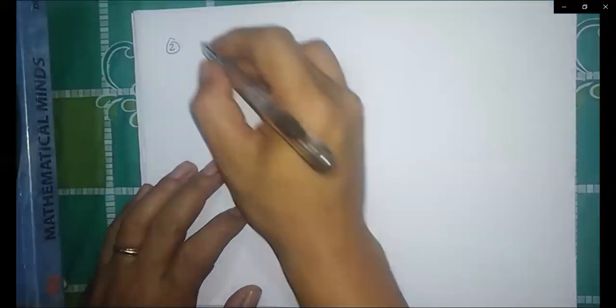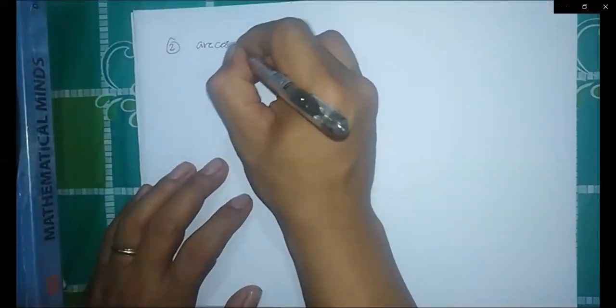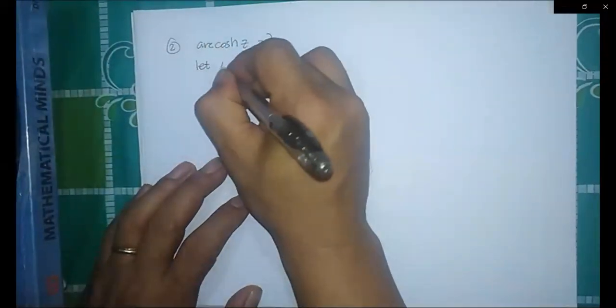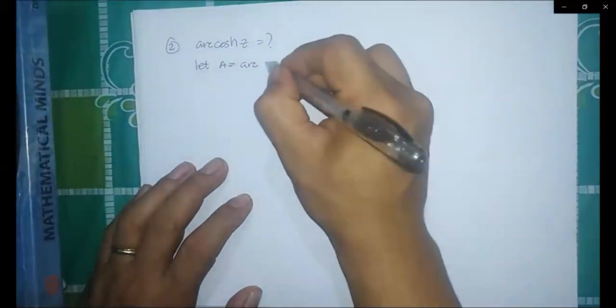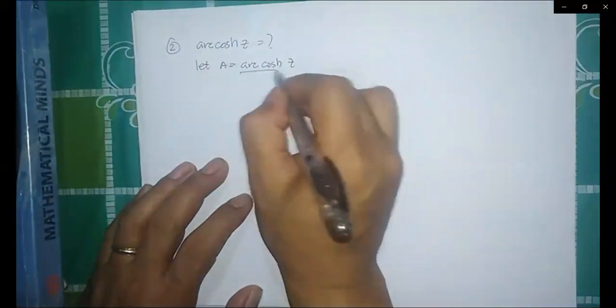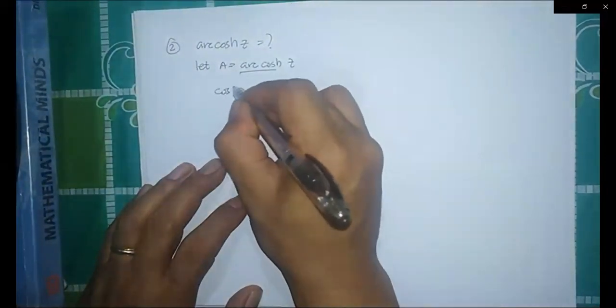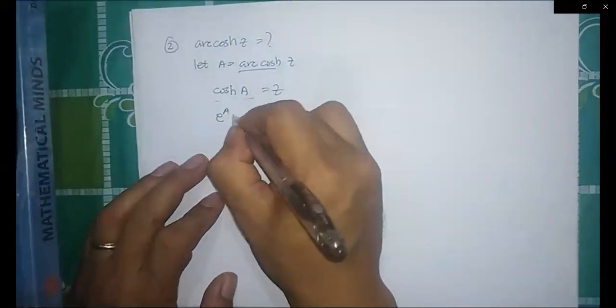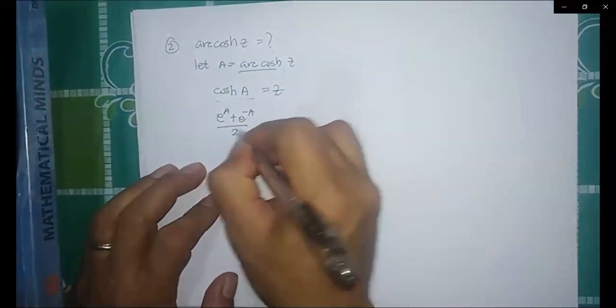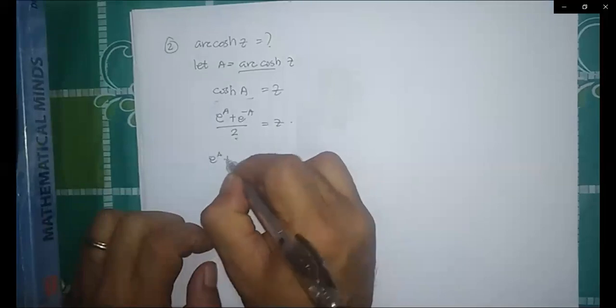For our next example, we are going to solve the arc hyperbolic cosine of z. Start your solution by letting a equal the arc hyperbolic cosine of z, and then transposing hyperbolic cosine to the other side of the equation, that becomes cosine hyperbolic of a, leaving you z on the other side. So cosine hyperbolic of a is equal to e raised to a plus e raised to minus a all over 2. Now, if 2 is multiplied to z, this will become your equation.